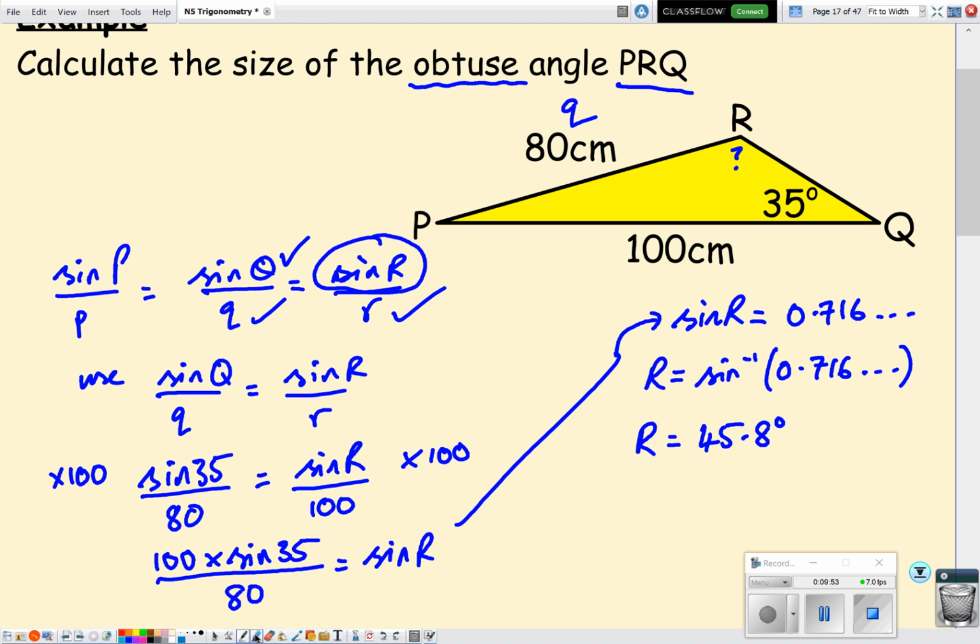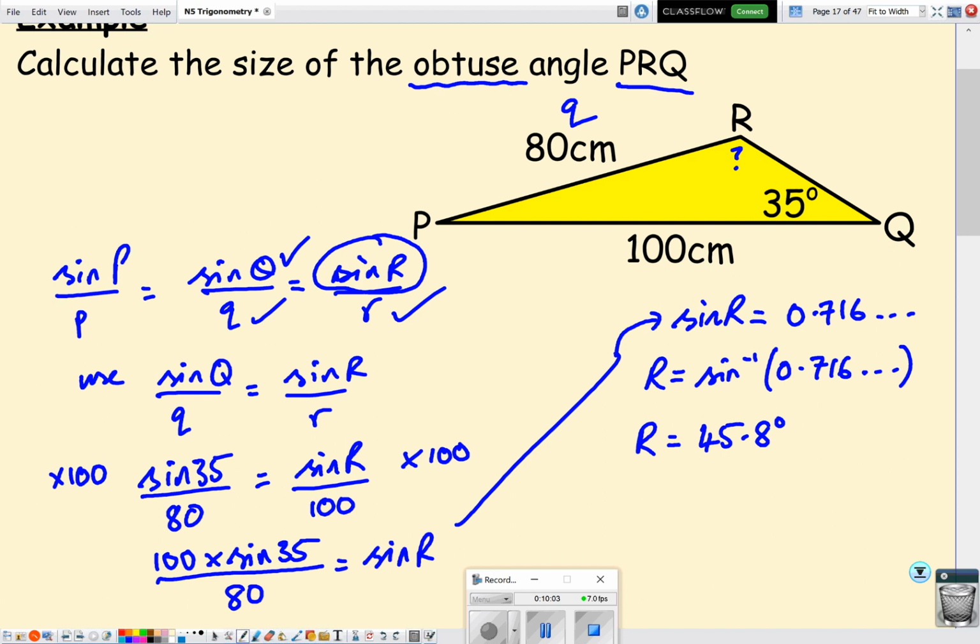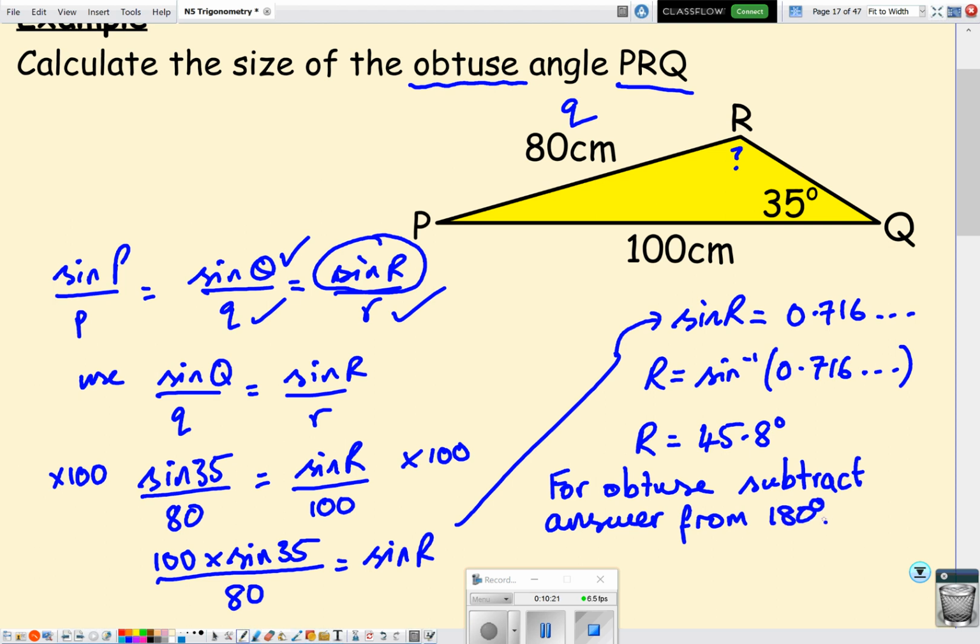But there is a handy little rule, and all you need to do is subtract the acute angle from 180 and you will get the obtuse angle, you will get the correct answer. So what we do is take this wee note for obtuse angles: subtract answer from 180, right? And when we do the next trigonometry unit, it will become a wee bit clearer as to the technicalities around why that works.